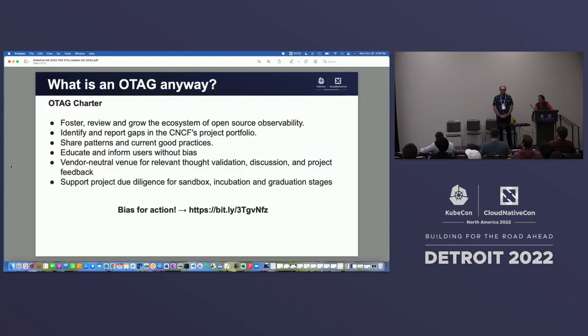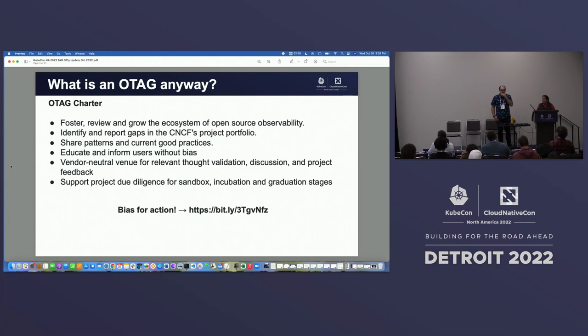Just wanted to start off with the charter of the TAG. As you know, the CNCF has several technical groups, which work very closely with the TOC, the Technical Oversight Committee for the CNCF. The charter of the Observability TAG is to foster, review, and grow the ecosystem of open source projects for observability. And that comes in different shapes and forms. Many of you might have seen the landscape graph. There are several categories of observability projects, ranging from monitoring to logging to actual cost management and several other categories.